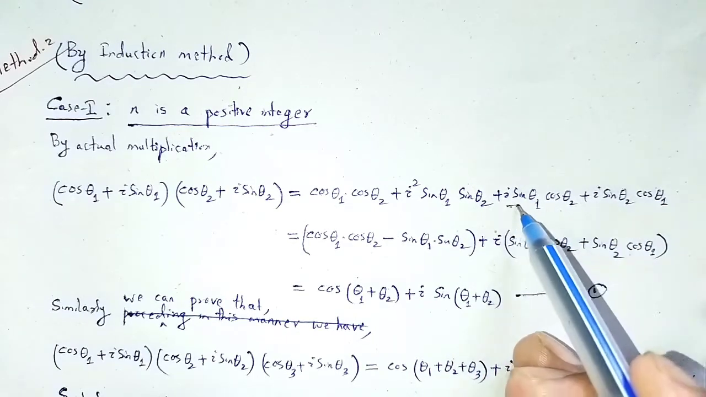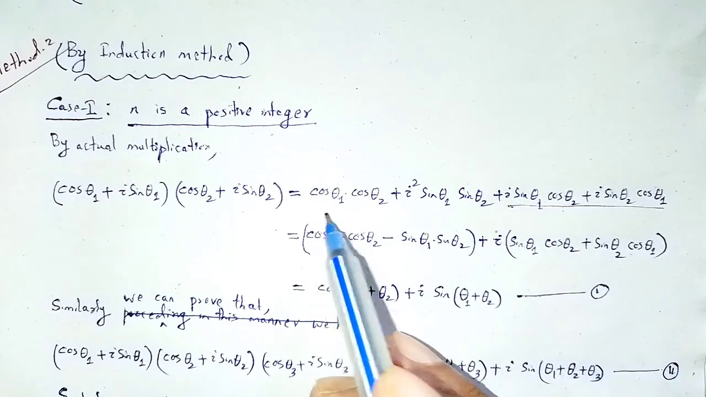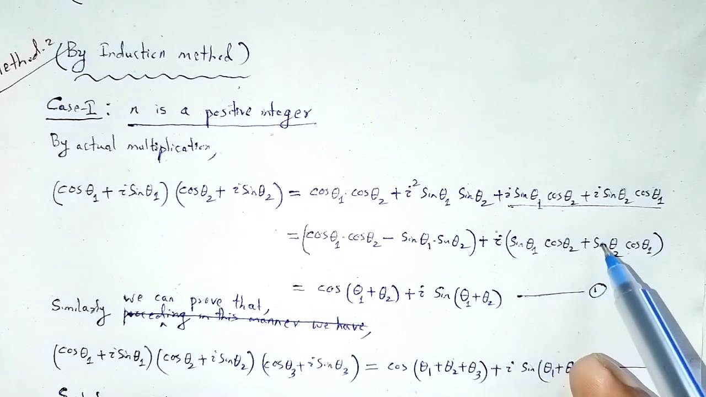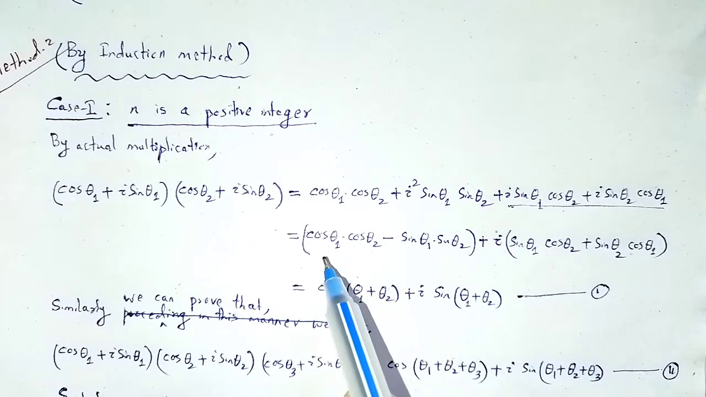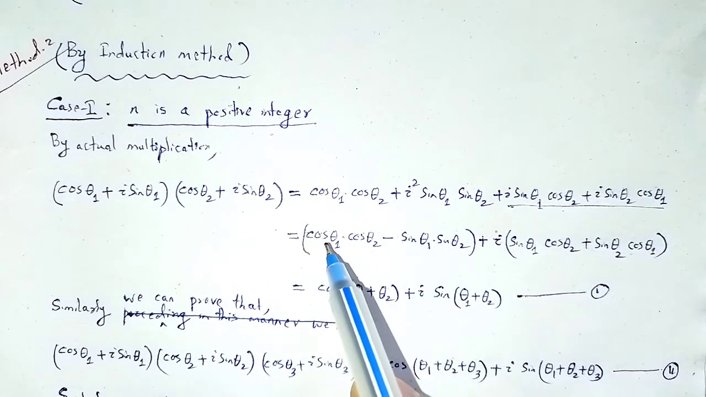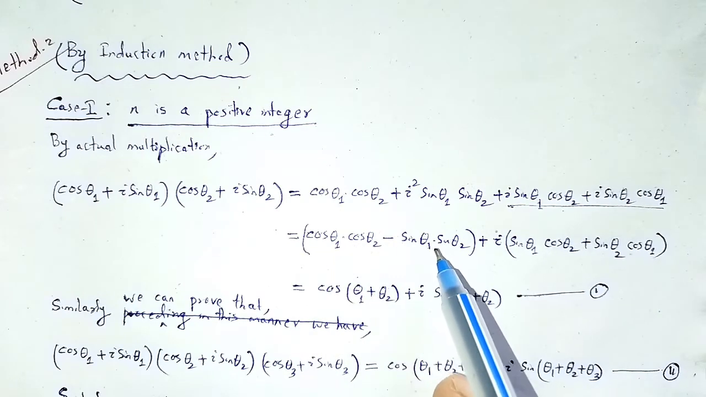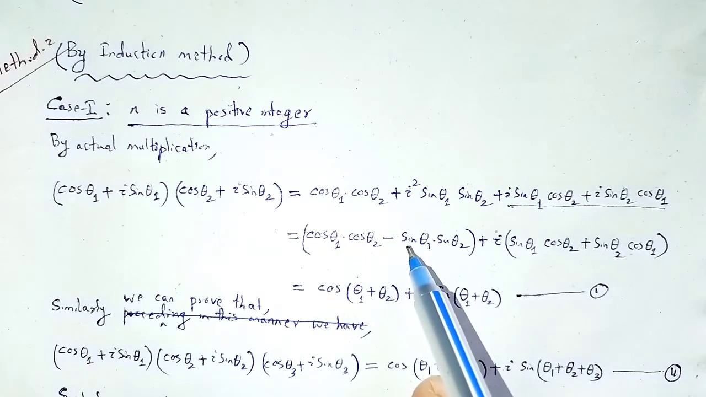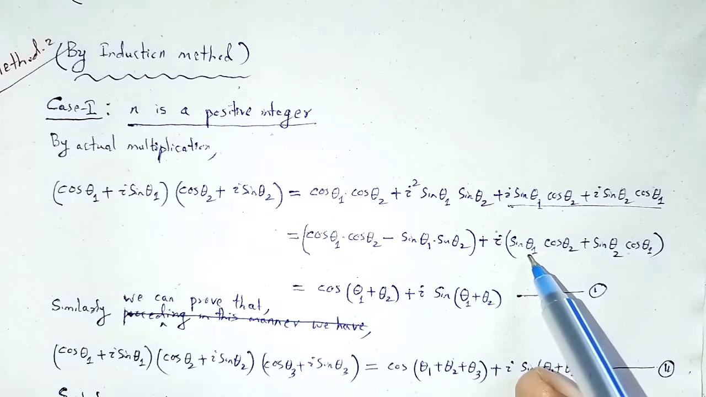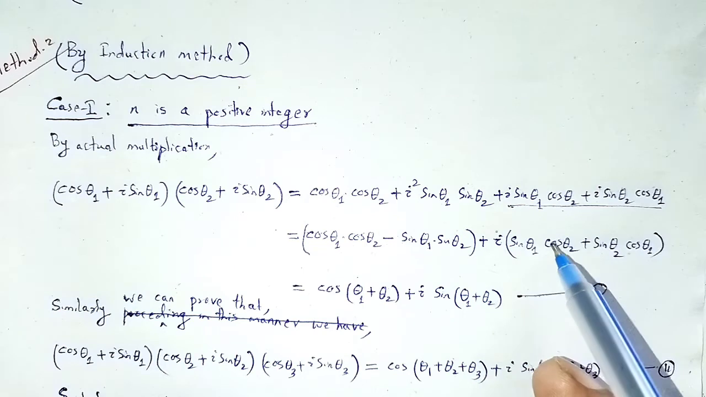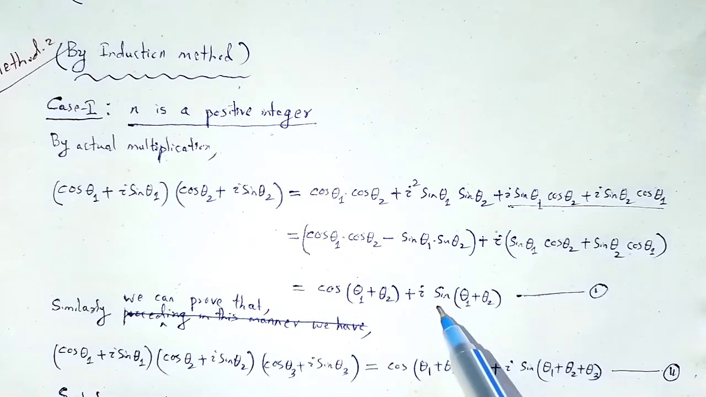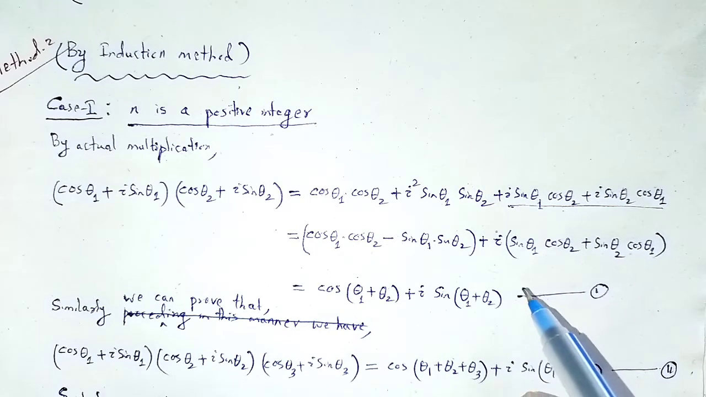Here we take i as common. So in that bracket we have sin theta 1 cos theta 2 + sin theta 2 cos theta 1. Look at that particular expression. It is in the form of cos A cos B minus sin A sin B, that is cos of (A + B). So that is cos of (theta 1 + theta 2). Again inside that bracket we have sin A cos B + cos A sin B, that results in sin of (A + B). So, sin of (theta 1 + theta 2).